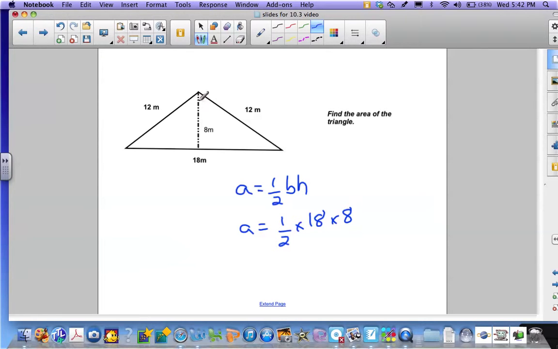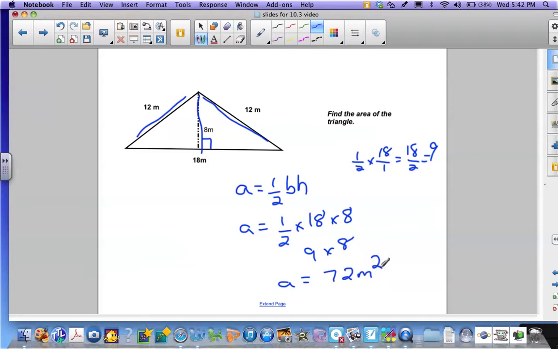Okay, and remember the height always has to be a line perpendicular to the base. There has to be a 90-degree angle, so it can't be these sides. Okay, so we've substituted in 1/2 times 18. It's going to be 9. Half of 18 is 9. And then we'll do 9 times 8 is 72. So the area of the triangle is 72 square meters, or 72 meters square.